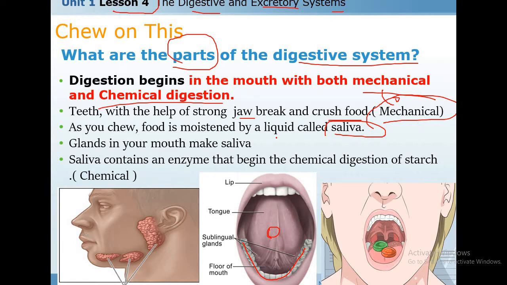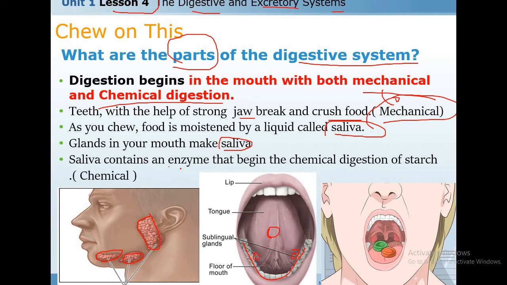Glands in your mouth make saliva. There is a gland here. A gland stores saliva or excretes saliva. This gland here is called the salivary gland. The function of this salivary gland is to excrete saliva. So in your mouth, you have a salivary gland that excretes or makes saliva.